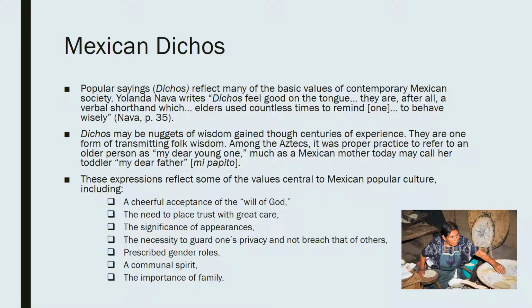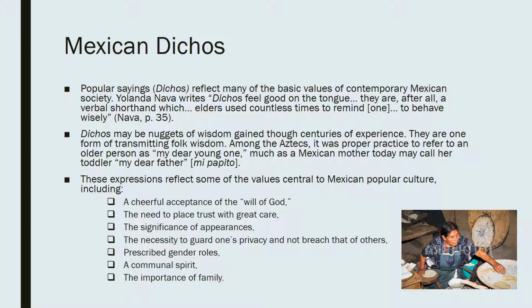Popular sayings, or dichos, reflect many of the basic values of contemporary Mexican society. Yolanda Nava writes, "Dichos feel good on the tongue. They are, after all, a verbal shorthand which elders used countless times to remind one to behave wisely. Dichos may be nuggets of wisdom gained through centuries of experience. They are one form of transmitting folk wisdom. Among the Aztecs, it was proper practice to refer to an older person as my dear young one, much as a Mexican mother today may call her toddler my dear father, mi papito."